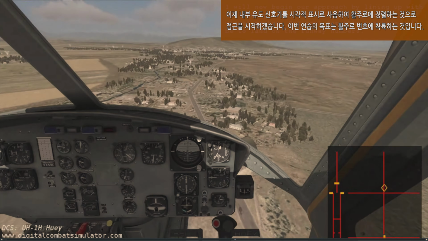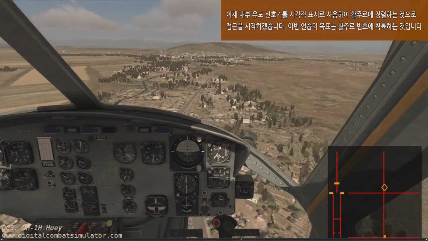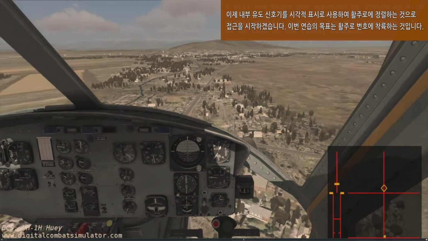I will now begin our approach by lining up with the runway using the inner homing beacon as a visual marker. Our goal for this practice will be to land on the runway numbers.